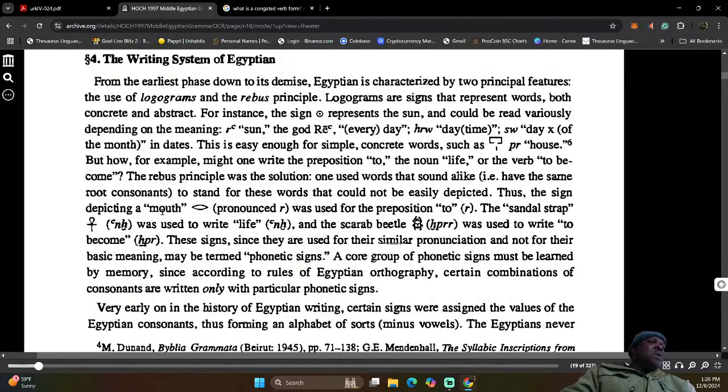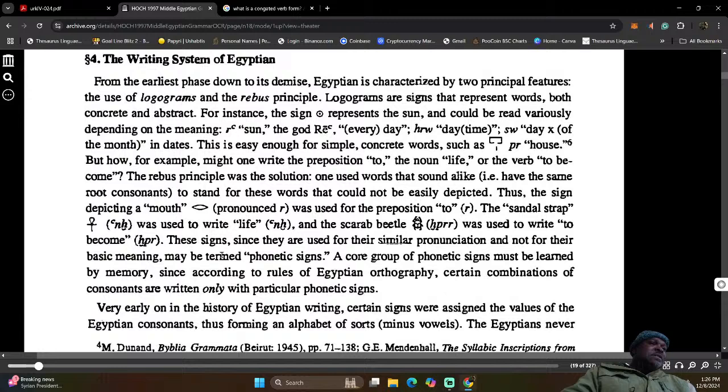Thus, the sign depicting a mouth, pronounced ra, was used for the preposition to. The sandal strap, ankh, was used to write life, ankh. And the scarab beetle, keper, was used to write to become, keper.